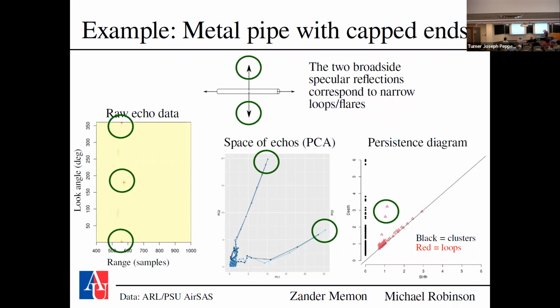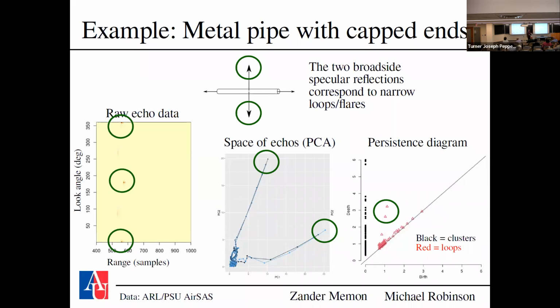So if you look at this particular pipe, you get a rather broad, rather bright specular reflection on the sides of the pipe. Those, in fact, are very visible in the raw data. You can see that there are bright spots there. Those correspond to these big flary loops shooting out from the middle plot in the space of echoes. And in fact, they're quite visible in the persistence diagram as being far away from the diagonal. It's worth noting, even if you know nothing else about topological data analysis, the distance from the diagonal tells you some measure of the significance. In particular, it measures the cross-section of this particular target.